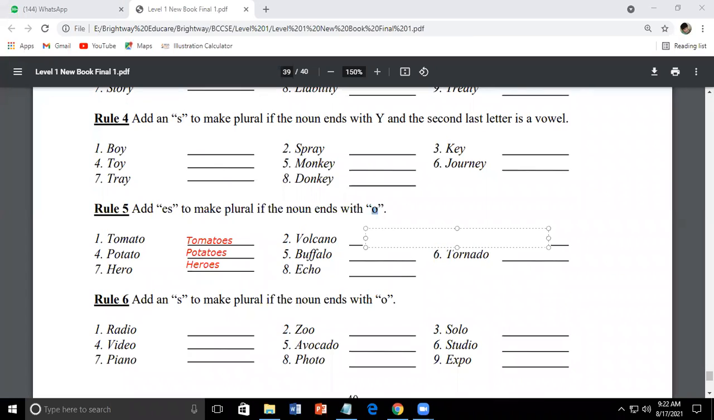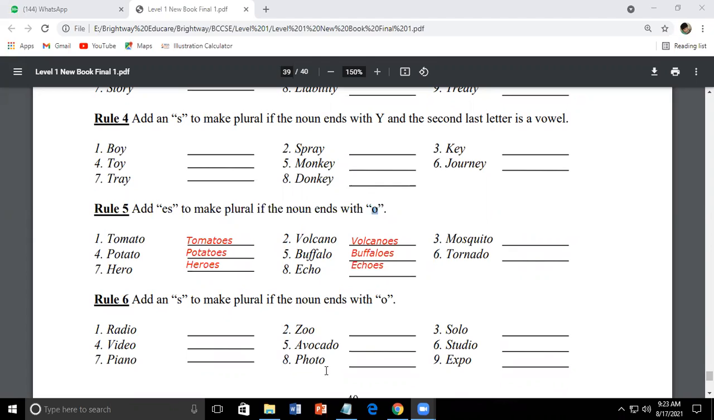So we have volcano, which becomes VOLCANOES. Then we have buffalo, BUFFALOES. And then we have echo, ECHOES. Okay, so this is how we make a plural out of a word which is ending with an O by adding ES. Now these two, I would want you to practice by yourself.